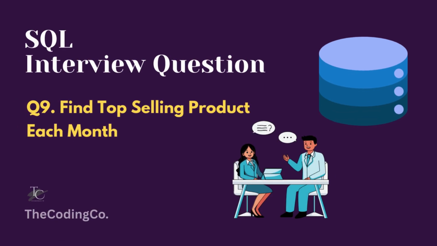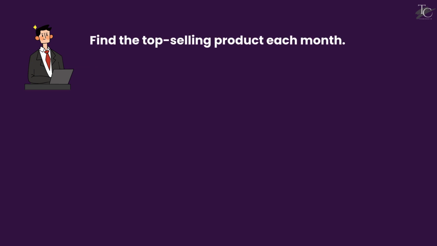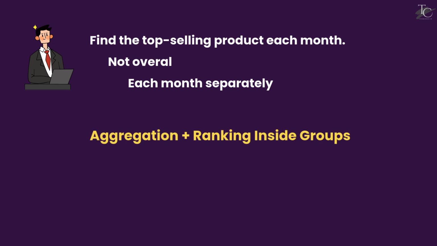Here is another interview question. Interviewer says find the top selling product each month, not overall, each month separately. And suddenly people who only know simple GROUP BY start struggling because this question is not just aggregation, it's aggregation plus ranking inside groups. So let's break it down step by step.